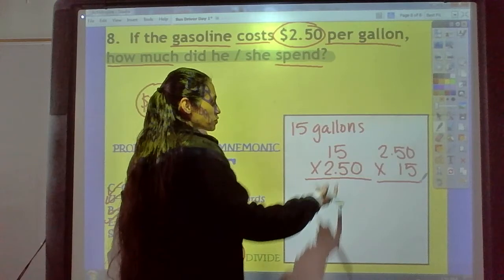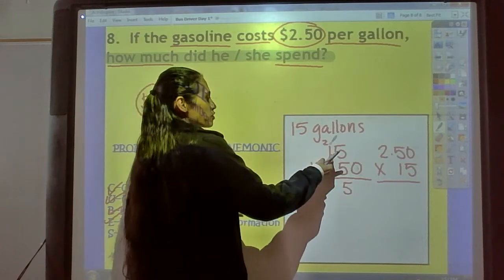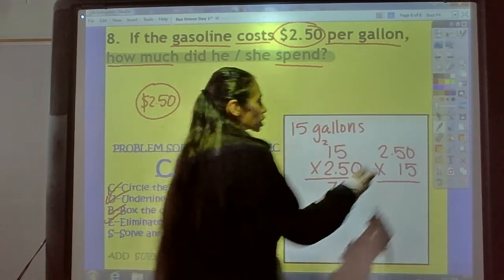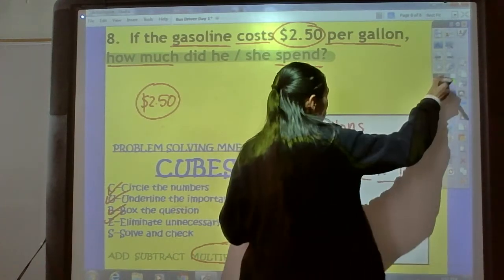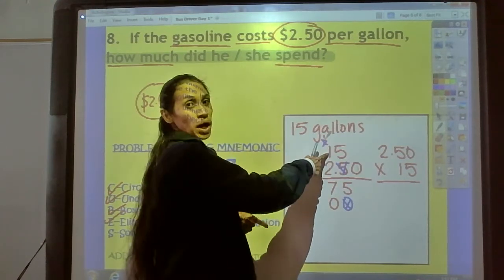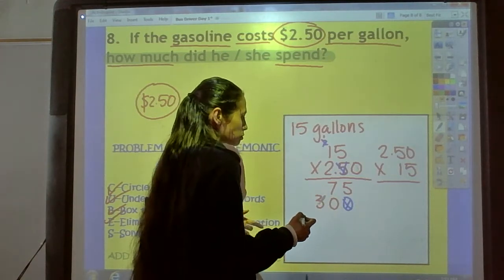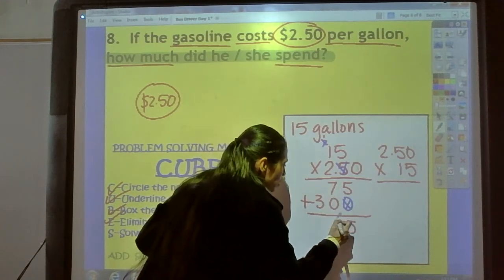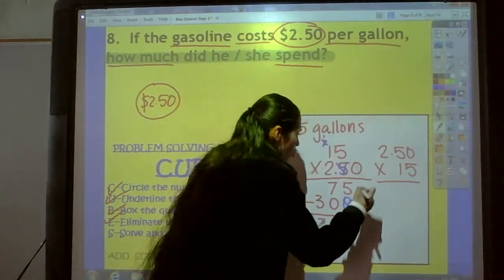So 5 times 5, help me out. 5 times 5 is 25, write the 5, put the 2 up top. 5 times 1 is 5, plus 2 is 7. So what have we done? We're done with the 5. Put the placeholder 0. 2 times 5 is 10. Write the 0, carry the 1. 2 times 1 is 2 plus 1 is 3. Now what? Add. We're going to add them together. 5 plus 0 is 5. 7 plus 0 is 7. And 3. And what do we do with that 0? Drop it down to the ground.